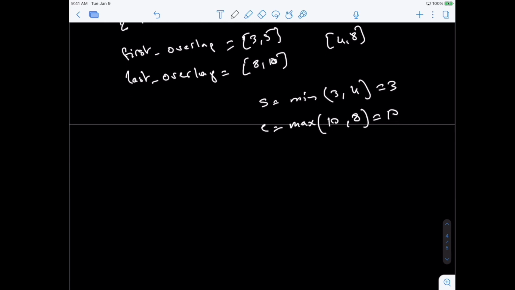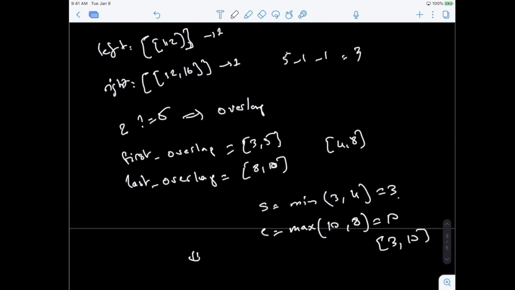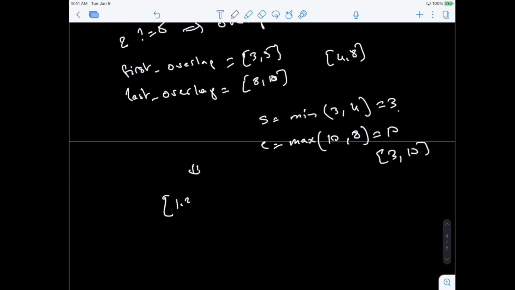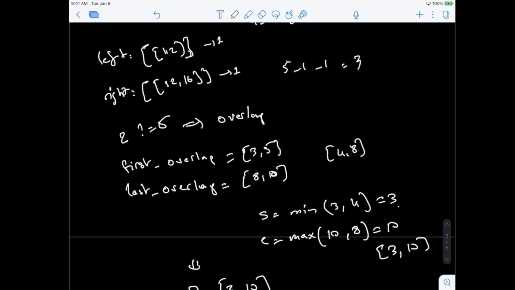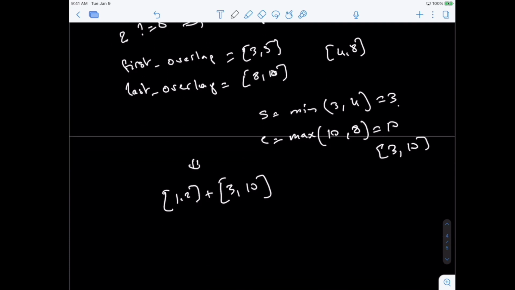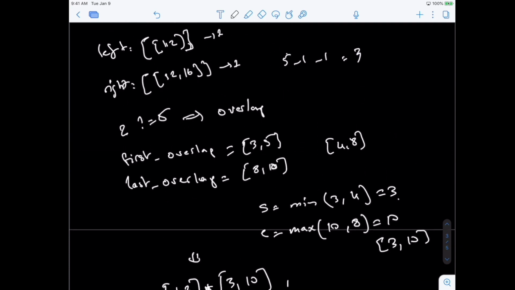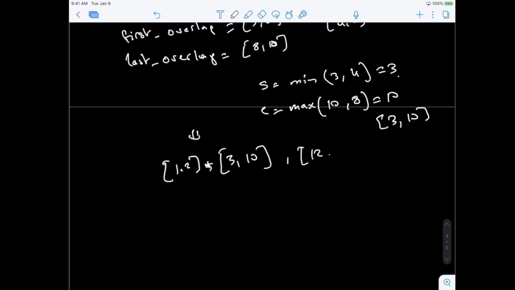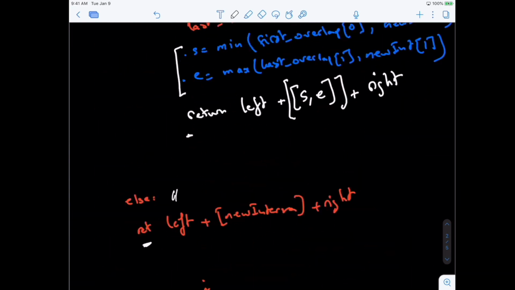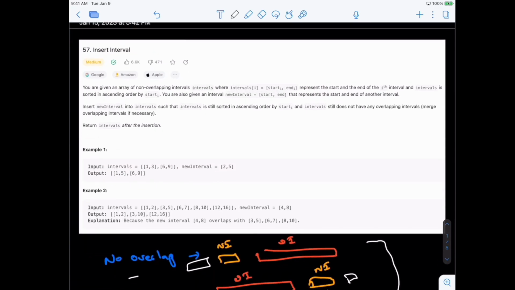And so at the end, we want to just return the left plus the new interval 3, 10 plus the right. So we're going to return the left, which is 1, 2, plus 3, 10, plus the right, which is 12, 16. Okay? And this is the result that we return. And if we take a look at the problem, that's exactly what we have.